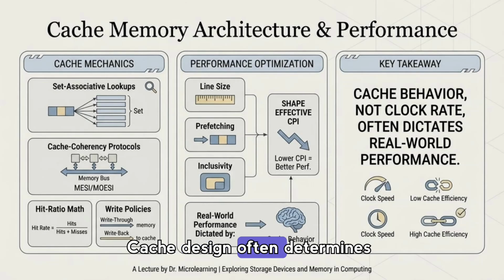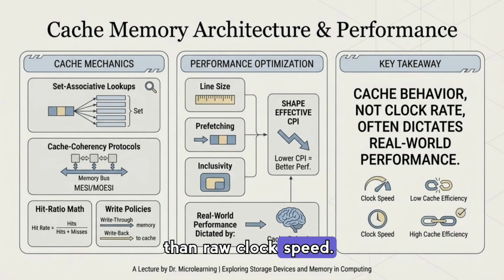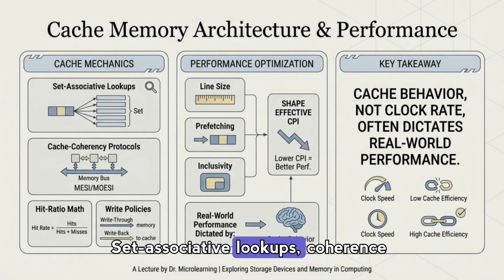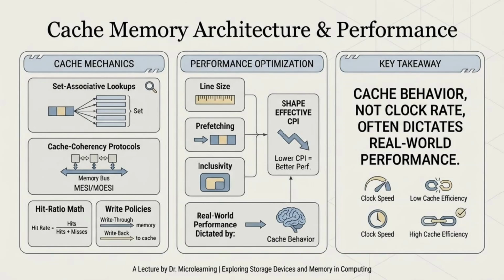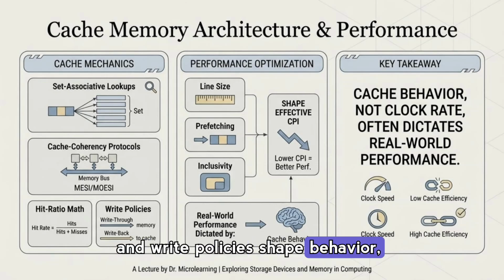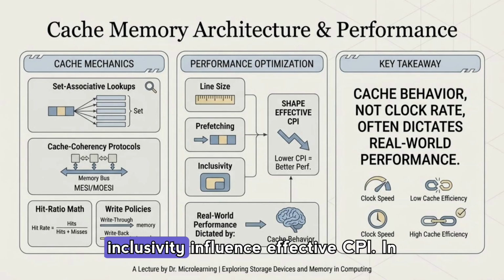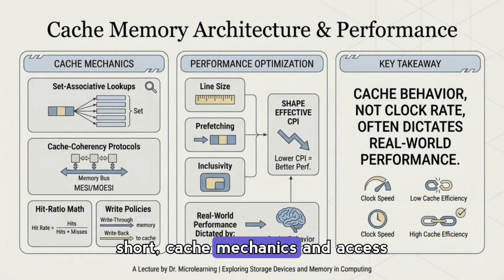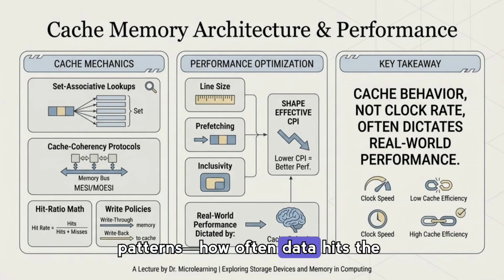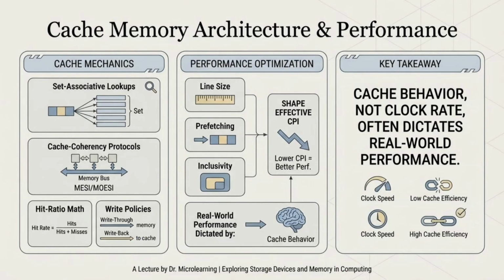Cache design often determines real-world CPU performance more than raw clock speed. Set associative lookups, coherence protocols like MESI, hit rate math, and write policies shape behavior, while line size, prefetching, and inclusivity influence effective CPI. In short, cache mechanics and access patterns, how often data hits the cache, and how it's managed, are central to reducing stalls and improving application-level throughput.